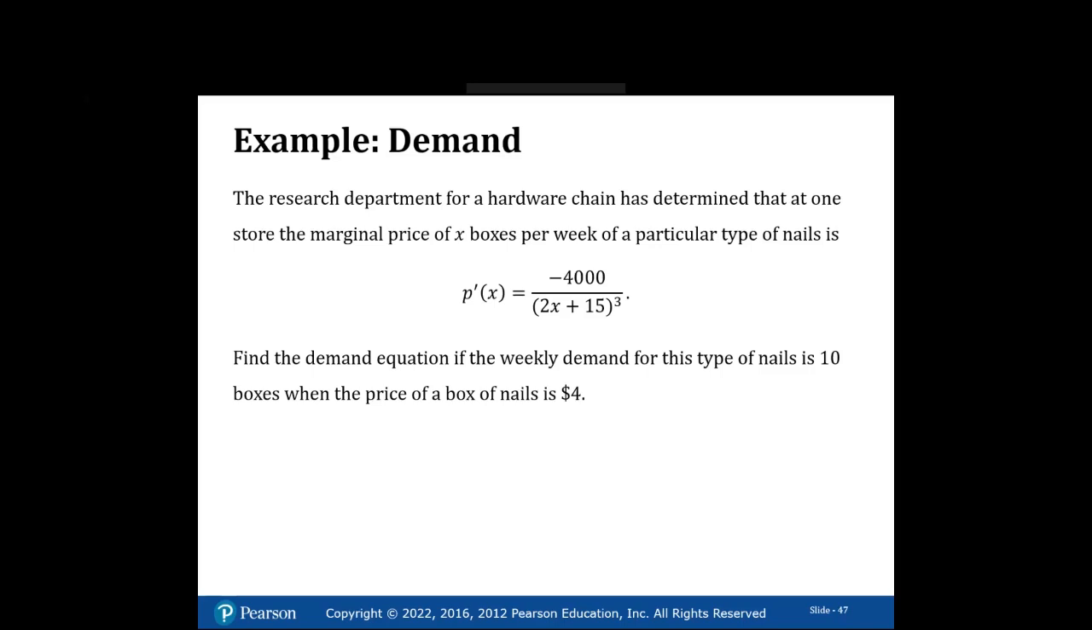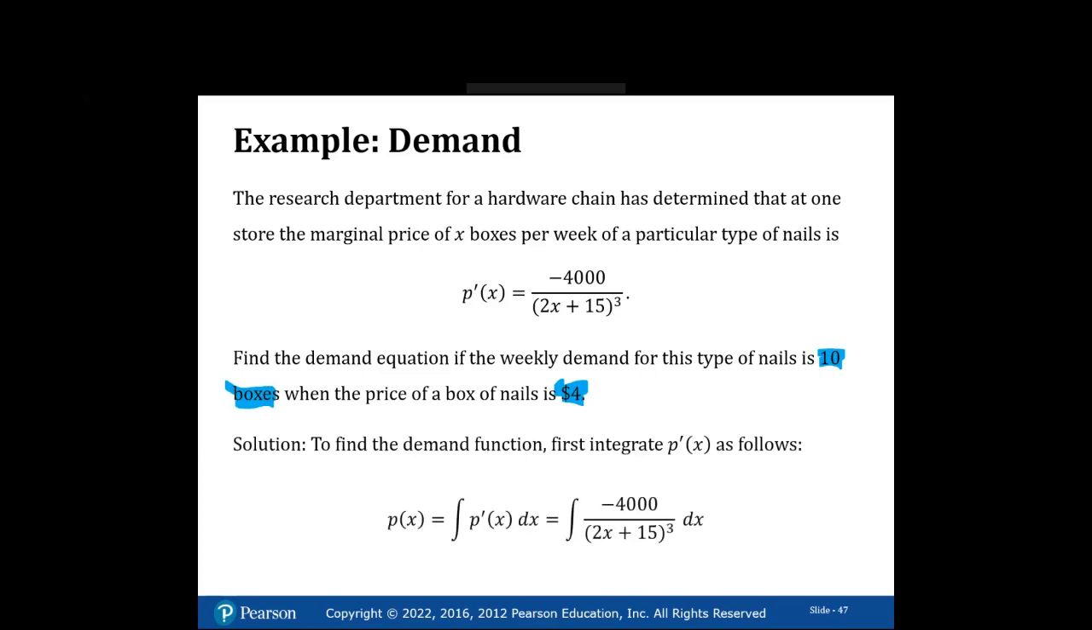So I've been given the derivative. I have the marginal price here. And I want to find the demand equation. And then I'm also given initial conditions, 10 and 4. 10 boxes for $4. So using that, we're going to be able to solve for whatever our constant is at the end. So first, we have to find the demand function, which is just the integral of p prime. So plug it in. We're taking that integral.